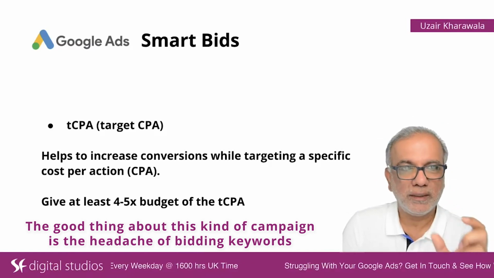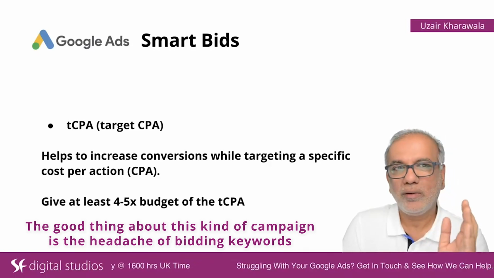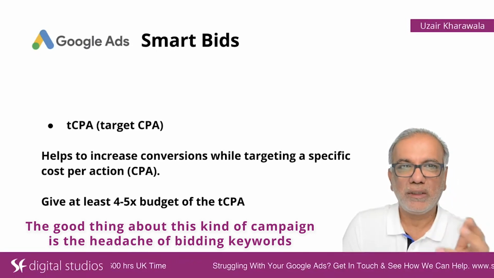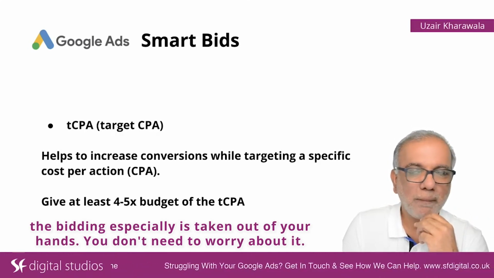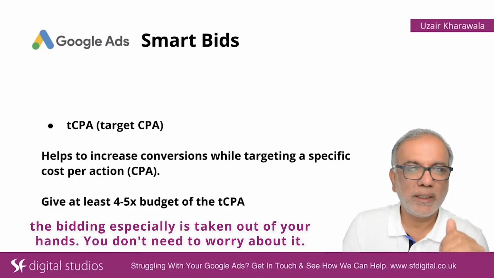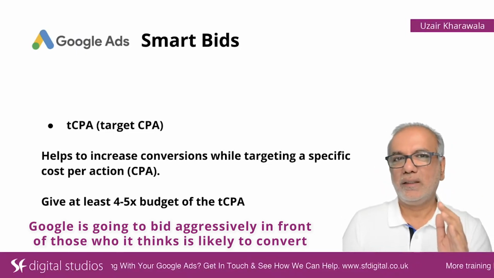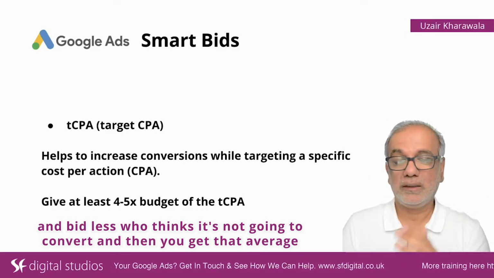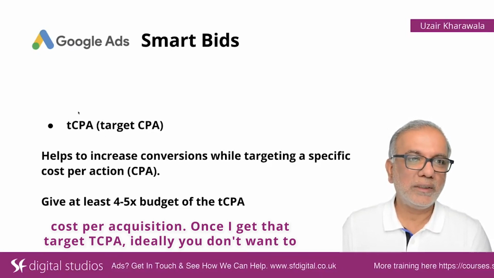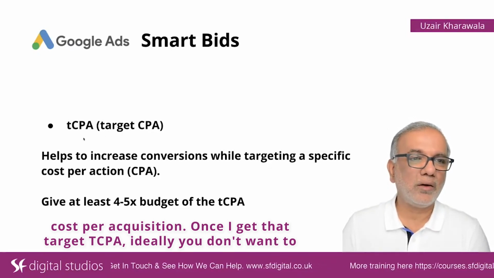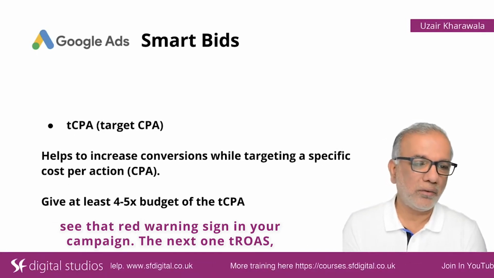The good thing about this kind of campaign is the headache of bidding, keywords and all that. You don't need to, well, keywords you need to target, but the bidding especially is taken out of your hand. You don't need to worry about it. Google is going to bid aggressively in front of those who it thinks is likely to convert, and bid less for those who it thinks is not going to convert. And then you get that average cost per acquisition. So once I get that target CPA, ideally you don't want to see that red warning sign in your campaign.